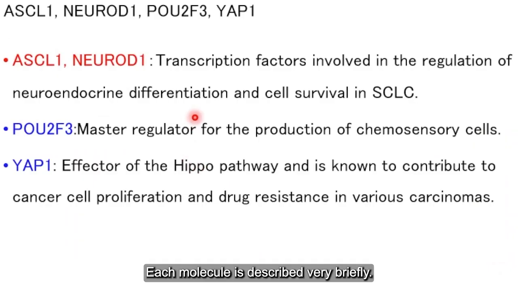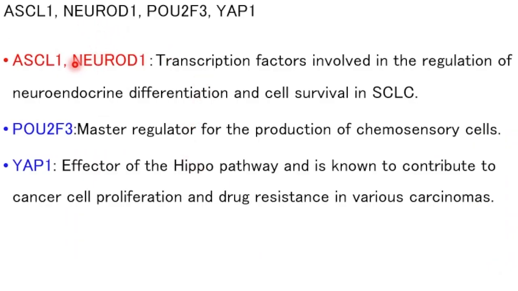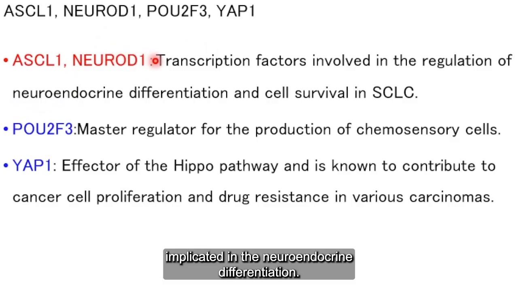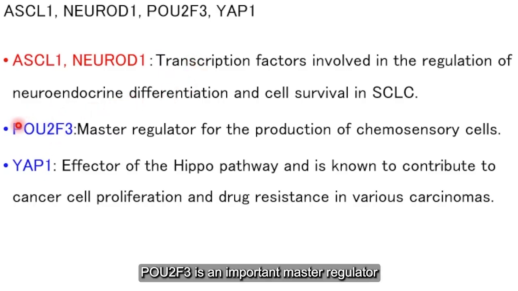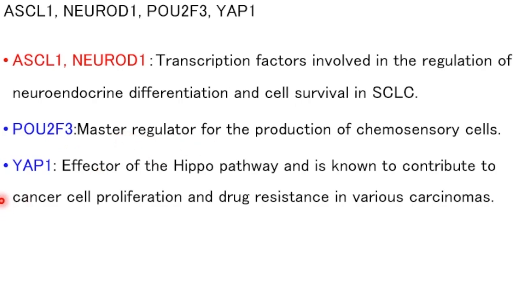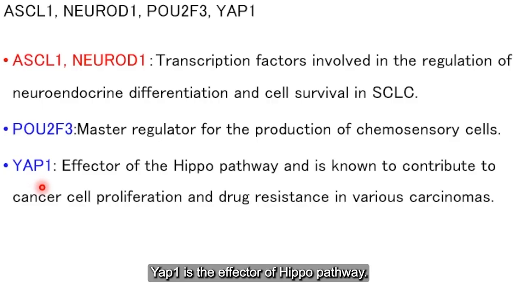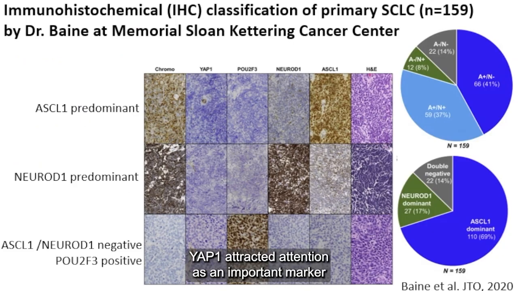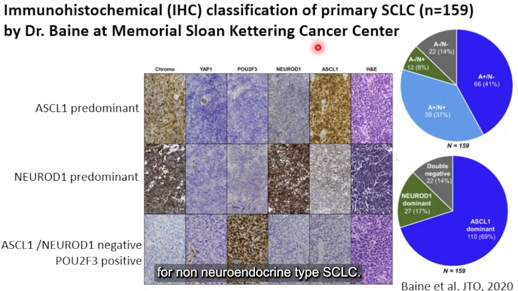Each molecule is described very briefly. ASCL1 and NeuroD1 are transcription factors implicated in neuroendocrine differentiation. POU2F3 is an important master regulator for chemosensory cells. YAP1 is the effector of the Hippo pathway. YAP1 attracted attention as an important marker for non-neuroendocrine type SCLC.